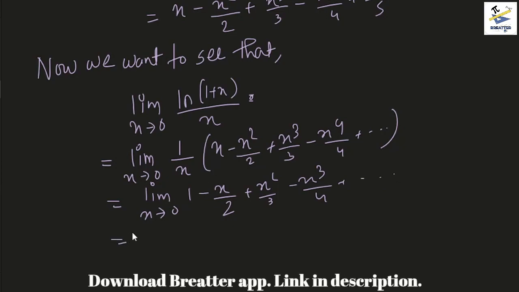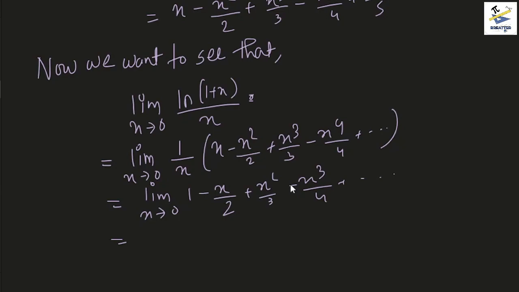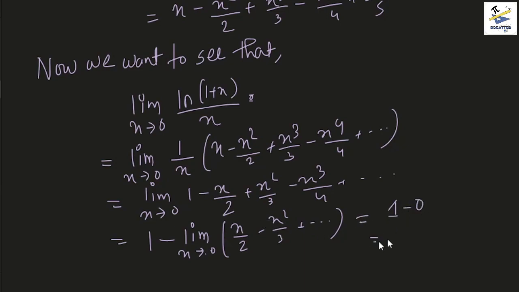Now we know that we can always put the value of the limit whenever the function is defined. Here we just have a bunch of plus and minuses, infinitely many of them, but we can write this as 1 minus the limit as x tends to 0 of (x by 2 minus x square by 3 and so on). All of these terms will be 0 because when you put in x equals 0, it doesn't matter how many of them, infinitely many zeros add up to zero only, so the answer would be just 1 minus 0, which is 1, and thus we have proved our limit.